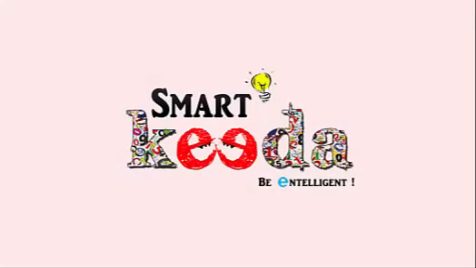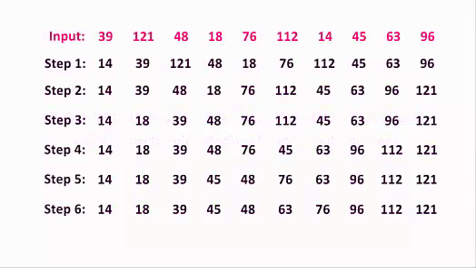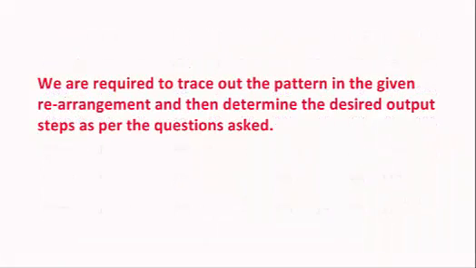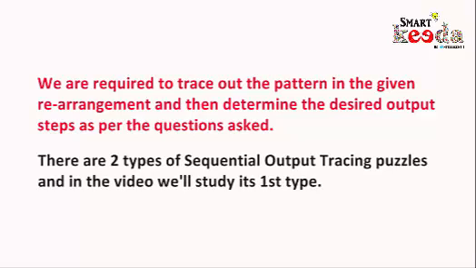Hello friends, in this sequential output tracing tutorial, we are given an input comprising randomized letters or numbers or a combination of both, which is followed by steps of rearrangement to give sequential outputs, and we are required to trace out the pattern in the given rearrangement and then determine the desired output step as per the questions asked. There are two types of sequential output tracing puzzles, and in this video we will study its first type.